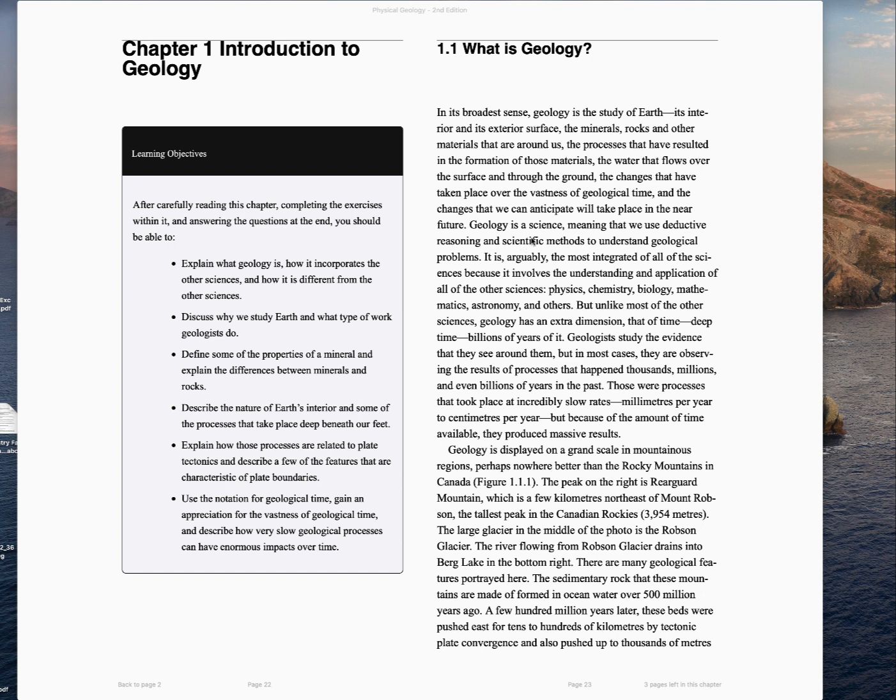And so the first part here really discusses what geology is and how really geology encompasses all these different other sciences. There's physics, chemistry, biology, mathematics, astronomy. All those go into geology. So a geologist has to have a really good understanding of these different sciences and different topics.